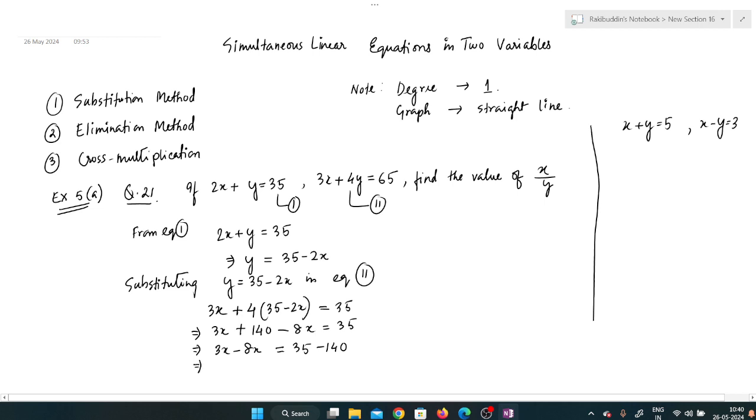Then 3x minus 8x is minus 5x, and here 35 minus 140. 10 minus 5 is 5, then here it is 13 minus 3 is 10. And this will be negative because the negative number is bigger. So negative negative get cancelled from both sides. So the value of x will be 105 divided by 5.